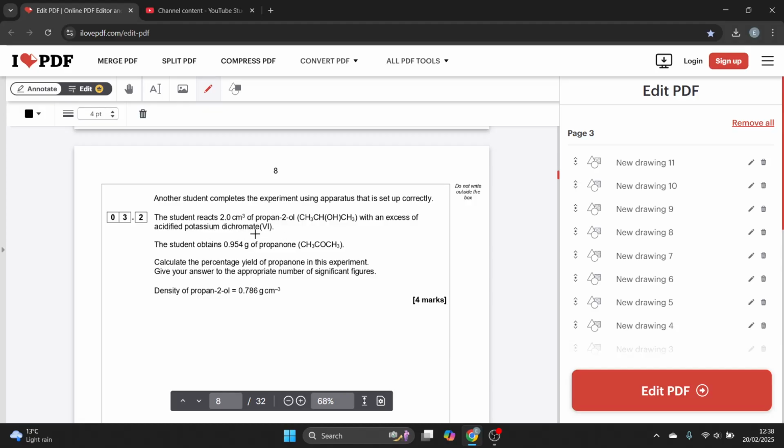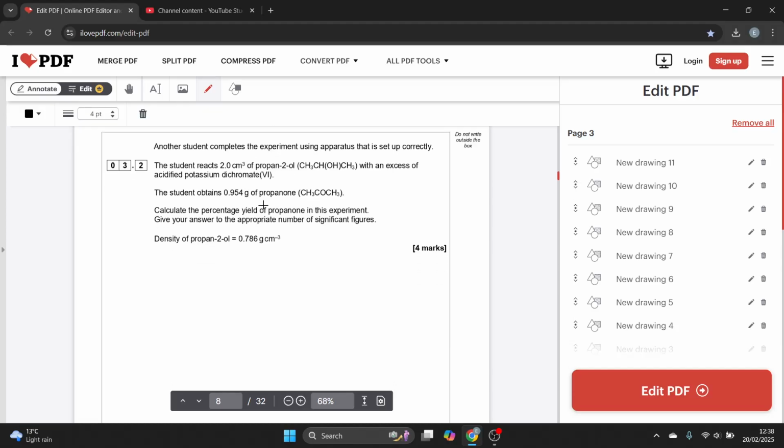This much of propan-2-ol reacts with acidified potassium dichromate(VI) solution, and the product contains this much of propanone. I calculate the percentage yield. So the first thing I need to do is find the mass. I'm going to use density as mass over volume.